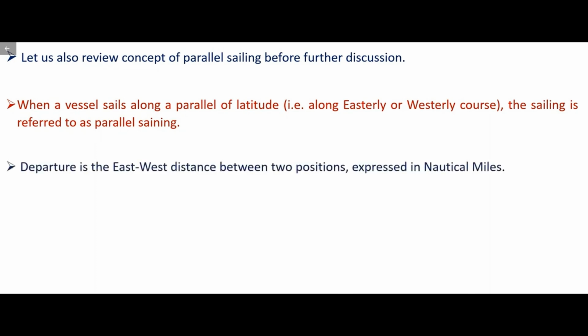Now, departure is the east-west distance between two places expressed in nautical miles. So please note, it has to be expressed in nautical miles, and it needs to be the east-west distance between the two places or points. Now we have a parallel sailing formula, which gives us a relationship between d long and departure, and we all know it. Cosine of latitude is equal to departure upon d long. Obviously, this cos lat is a trigonometric ratio, so obviously the units of departure and d long will be same.